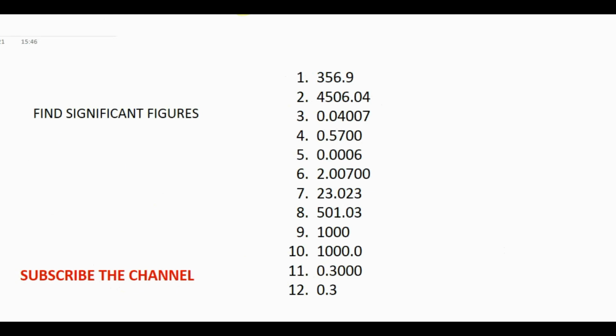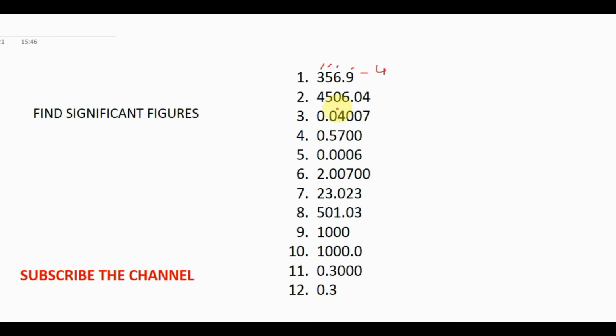Find the significant figures of 356.9. Here, what is here? No zeros are here, so all numbers are significant: 1, 2, 3, 4. This is 4.